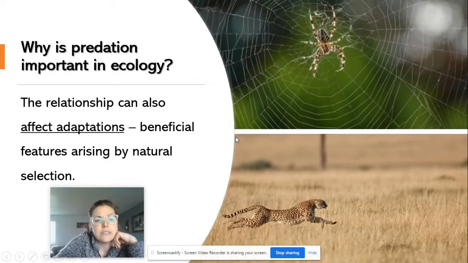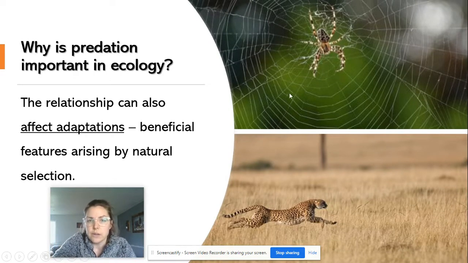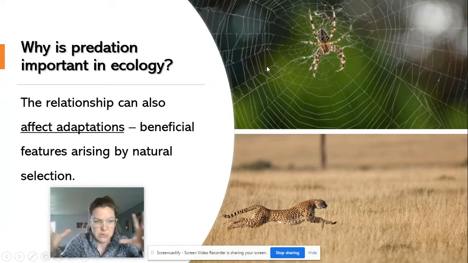So, another reason why predation is important in ecology is that it also affects adaptations. If you remember from our evolution unit, which seems like years and years ago, adaptations derive from natural selection most of the time. So, they're beneficial features that can be seen in the form of, like, the spider's ability to weave a web with the stickiness that is able to catch its prey and trap its prey.